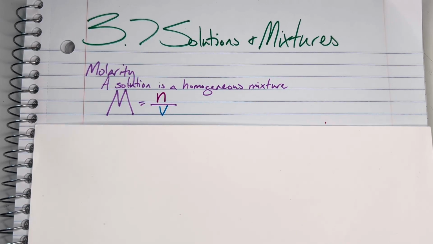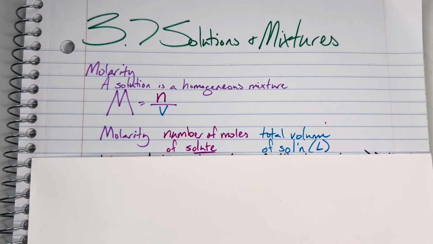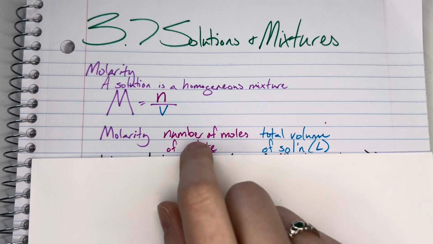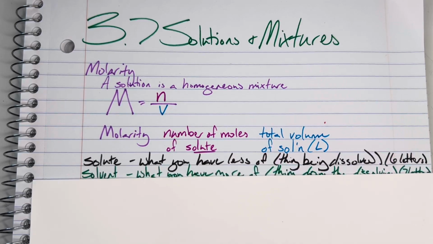The equation for molarity is going to be capital M is equal to n over V. So our molarity is going to be equal to the number of moles of our solute divided by the total volume of the solution, specifically in liters. So our units do matter here. We must use moles per liter for our molarity.